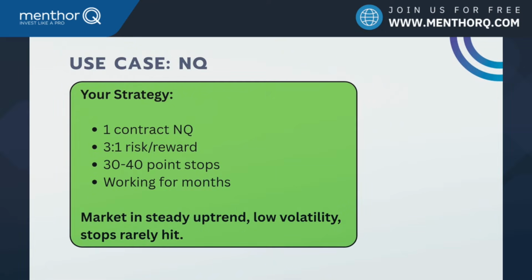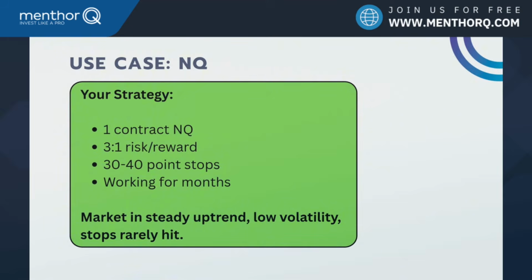Now let's look at another scenario, and this time you're trading Nasdaq futures. Let's say that you normally trade one contract and your risk management is structured around a 3-to-1 risk-reward ratio. Your stop loss is around 30 to 40 points, and that's been working well for you over the past few weeks and months. So for the past few months, the market has been in a steady uptrend with low volatility. Your stops are rarely hit, and the moves are smooth, and you feel comfortable about the system.